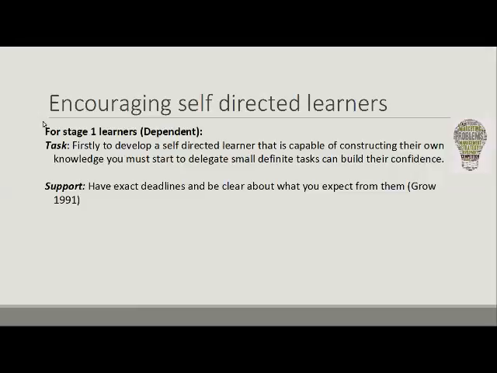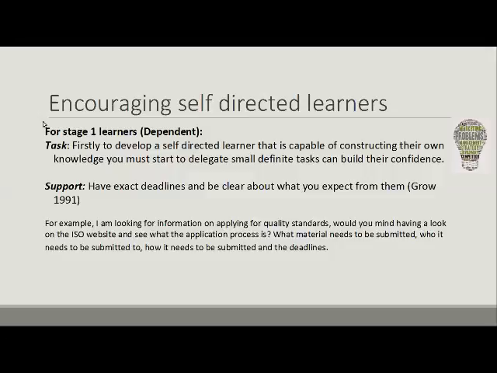For stage 1 learners, you need to develop a self-directed learner that is capable of constructing their own knowledge. To do this, you must start to delegate small definite tasks to build their own confidence. To support these, you must have exact guidelines and be clear about what you expect from them. For example, I'm looking for information on applying for quality standards. Would you mind having a look at the ISO website and see what the application process is? What material needs to be submitted, who it needs to be submitted to, and how it needs to be submitted.